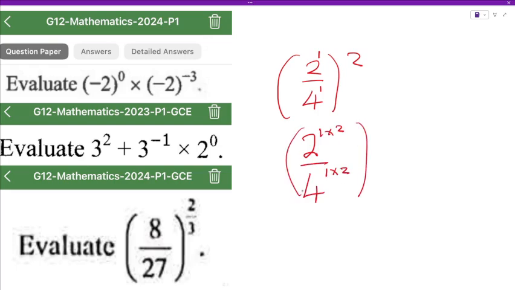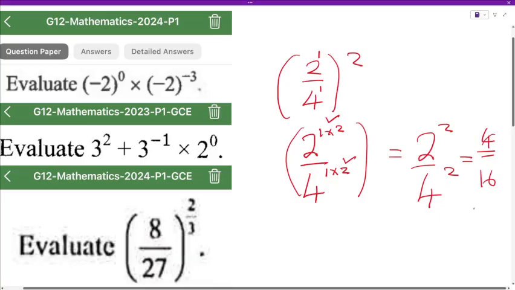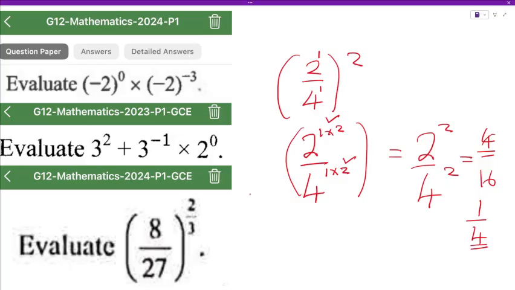Which will then give you what? 2 to the power 2, because 1 times 2 is 2, over 4 to the power 2, because 1 times 2 is 2 there. Then you simplify, 2 squared gives you a 4, 4 squared gives you 16, which you can simplify further actually. 4 into 4 there is 1, 4 into 16 is 4. So that's how examiners will usually give you double indices.